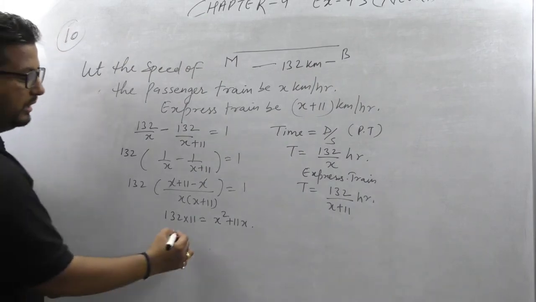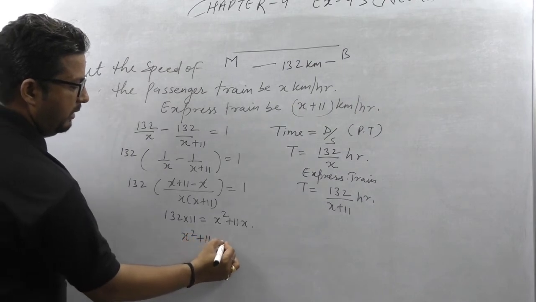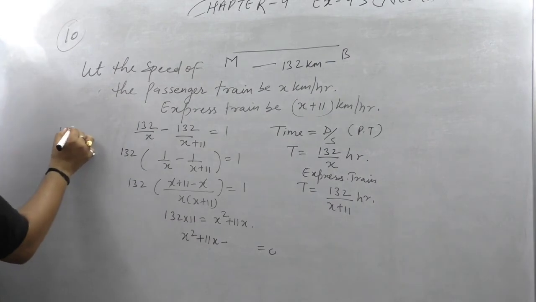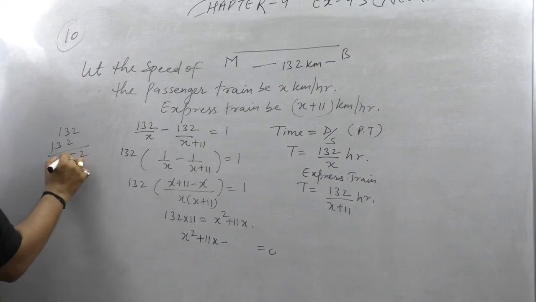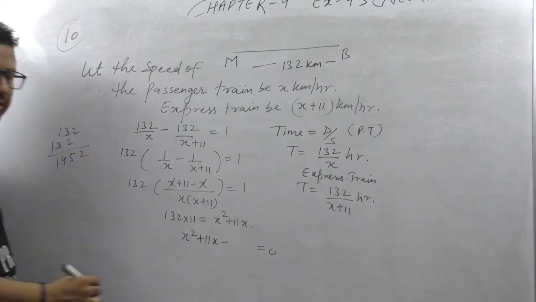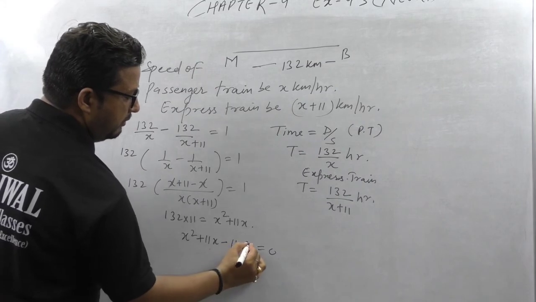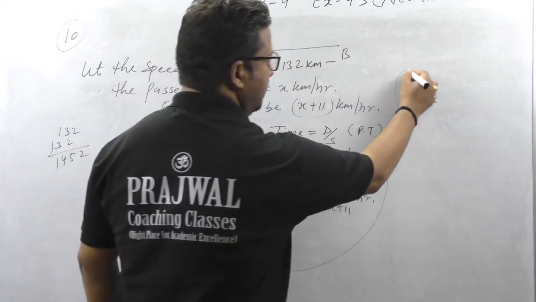So now what is the equation? It is x square plus 11x, and this will go that side equal to, so we have to multiply 132 into 132. It will be 1452. So I am writing this equation this side.